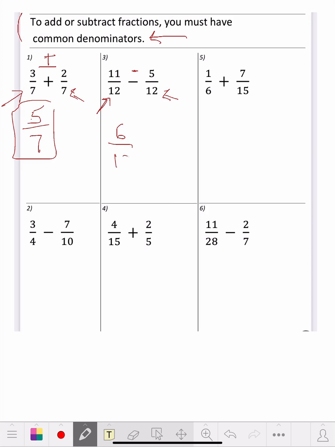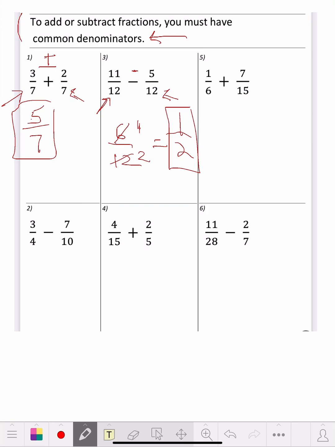6/12. But now, can this be reduced? Yeah. 6 goes into itself once, okay? And 6 goes into 12 2 times. So this is going to equal 1/2. And that's the final answer. So if you're looking down the answer sheet, you're going to see 1/2. You're probably not going to see 6/12. You're going to see the 1/2.